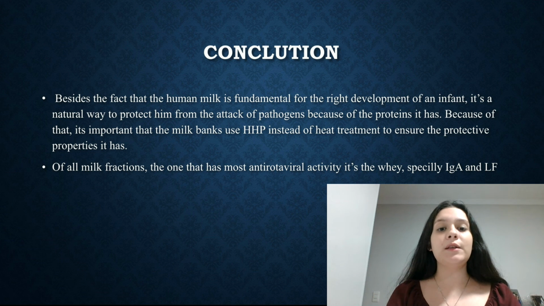Conclusion. Besides the fact that human milk is fundamental for the right development of an infant, it's a natural way to protect him from the attack of pathogens because of the proteins it has. Because of that, it's important that milk banks use HHP instead of heat treatment to ensure the protective properties it has. Of all milk fractions, the one that has the most antirotaviral activity is the whey, especially immunoglobulin A and LF.